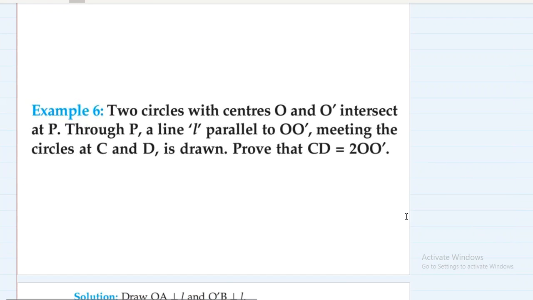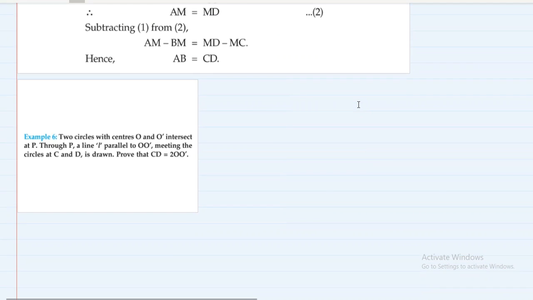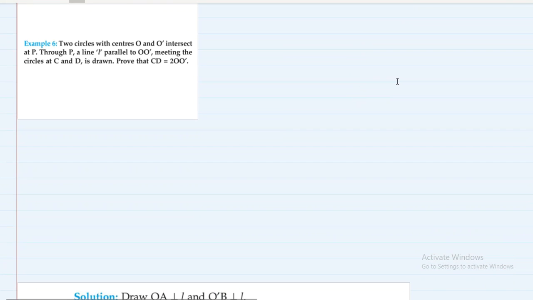So let's continue with some remaining solved examples from maths chapter circles. And this is the continuation from the video which I posted yesterday. Let's finish this part 1 today.